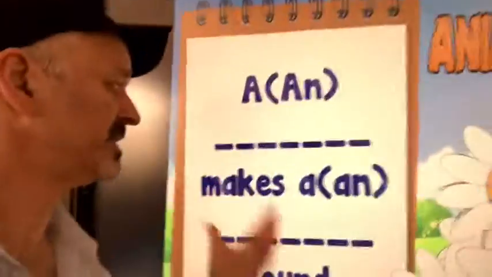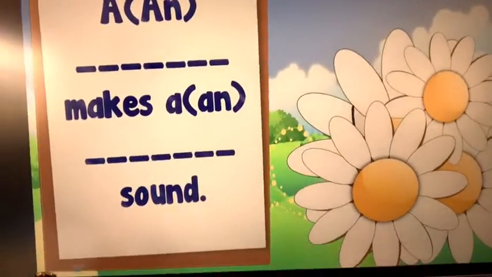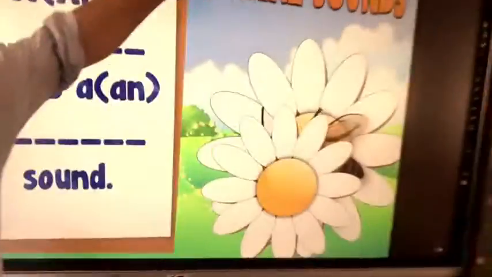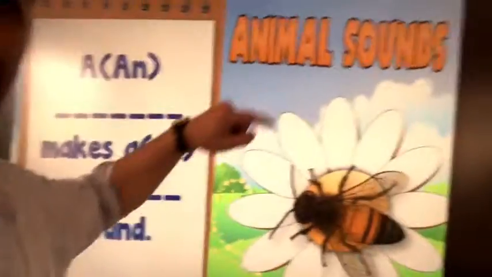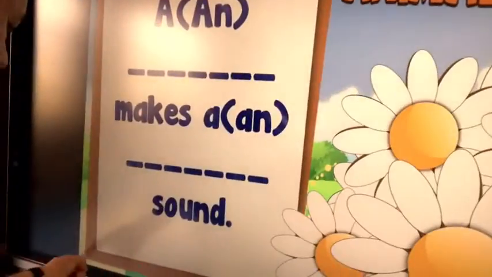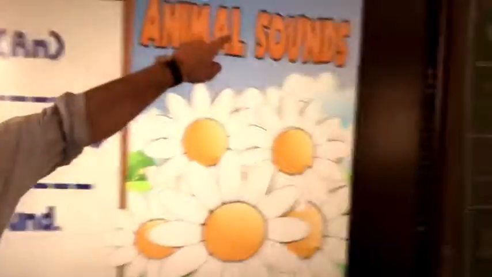And I introduced language. A bee makes a buzzing sound. And it's a little bit of a guessing game. I think you're supposed to hear it, yeah. Alright, so you hear the sound. Usually what I do is I introduce the language and then I give them the sound.